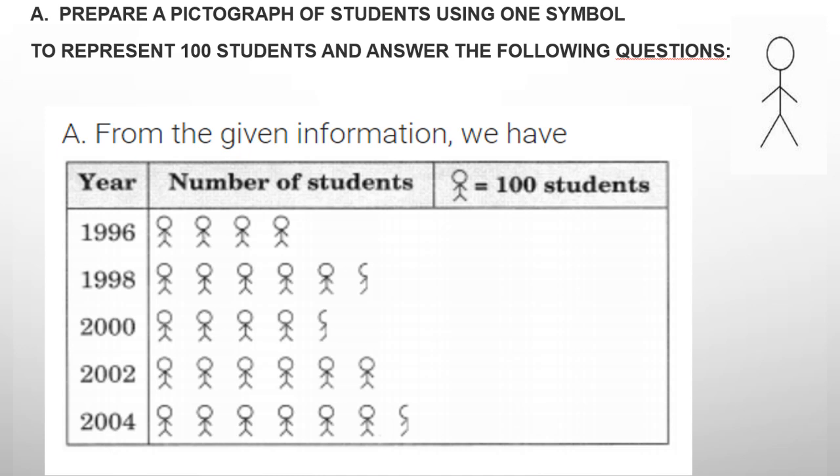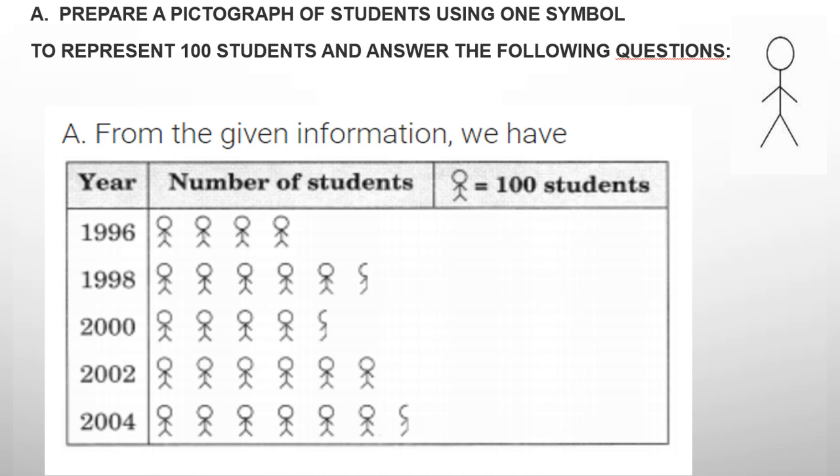Now, in 1998, how many students are there? 535. So, how many symbols I have to draw first? To come to 500, 5 symbols. 1, 2, 3, 4, 5. 5 into 100, 500 and 35. Children, you can draw half of the shape or the symbol. Now coming to 2000, how many children are there? 472. So how many symbols I have to draw to become 400? 4. 1, 2, 3, 4. 4 into 100, 400 and half symbol.